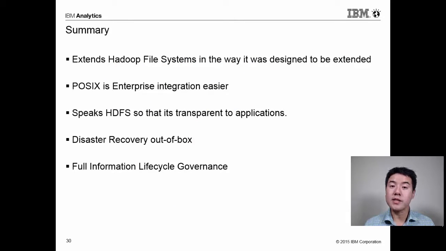Spectrum Scale extends Hadoop file systems in the way that it was designed to be extended. It is POSIX compliant, and so it makes enterprise integration easier. Think about those backup scenarios, incremental backup, moving files, copy files, writing files. Spectrum Scale goes further by actually speaking HDFS like a name node, so that your applications will code to it as if it's HDFS. If you're concerned about disaster recovery, Spectrum Scale has the most efficient way to do this and can support active-active clusters. And finally, Spectrum Scale provides information lifecycle governance capabilities not found anywhere else.